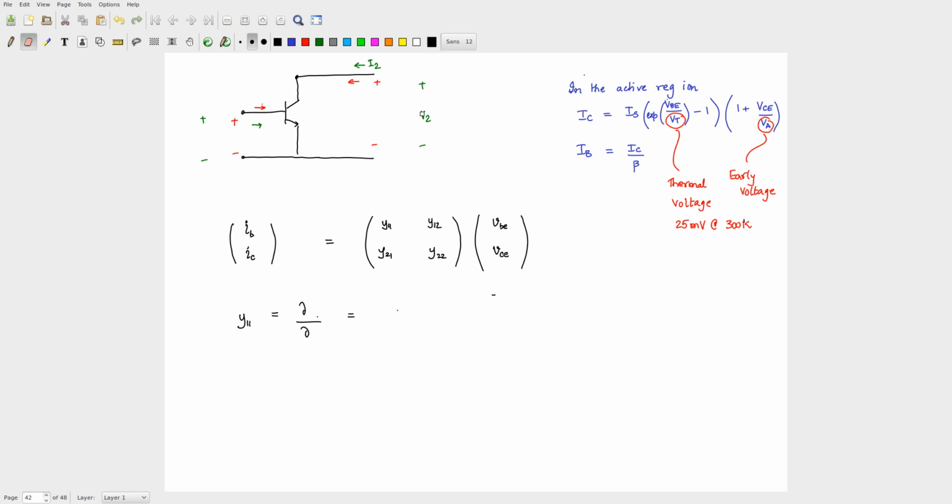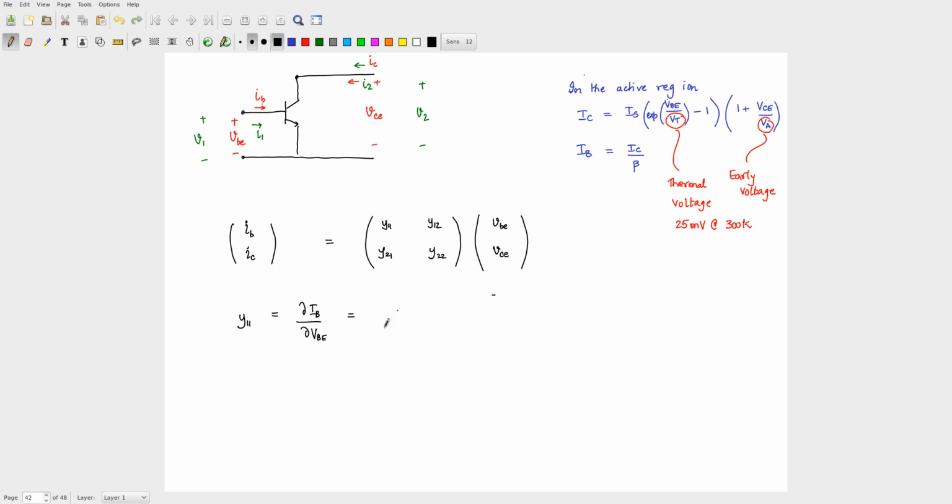Sorry, let's not skip steps, bad for health. So this is VBE, incremental. This is VCE, incremental current IC, incremental current IB. Similarly, this is incremental V1, incremental V2, incremental I2, incremental I1. But when you are calculating Y11, you should not take the incremental thing. You should take this as dou IB by dou VBE, correct? Because that is the operating point.